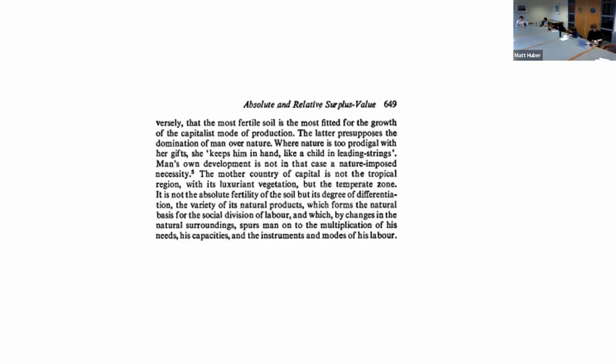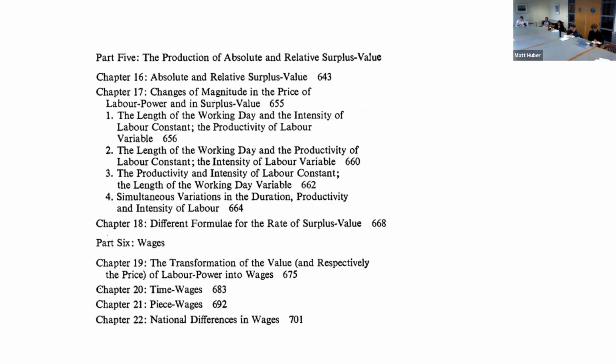So it is not the absolute fertility of the soil, but its degree of differentiation, the variety of its natural products, which forms the natural basis for the social division of labor, and which by changes the natural surroundings, spurs humans on to the multiplication of needs, capacities, and the instruments. So again, because of a certain climate or environment, Europeans developed this much more productive division of labor and so forth. Anyway, that's what he covers there.